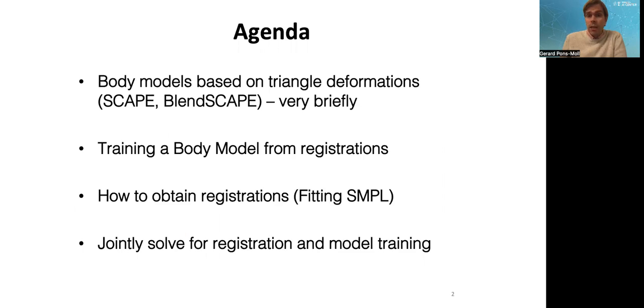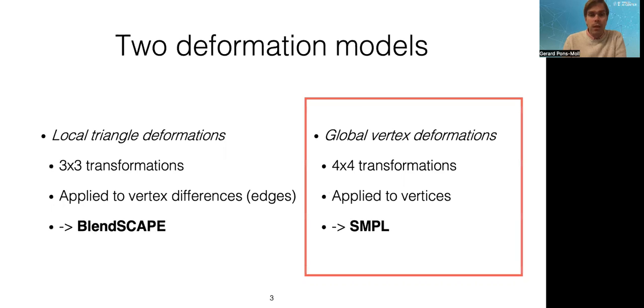We're going to see how to train these models from registrations. And we're going to see how to obtain these registrations in the first place. And we're going to see that this creates a sort of chicken and egg problem. And we're going to see how we can solve for the registrations and the model training at the same time, or in an alternated fashion.